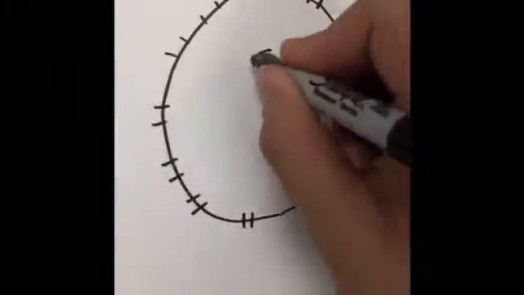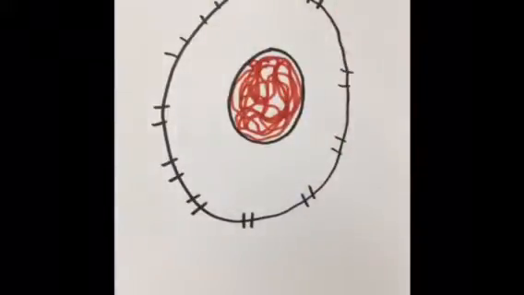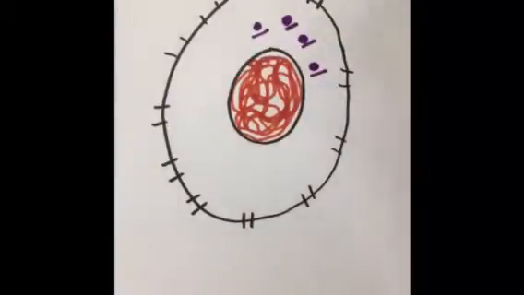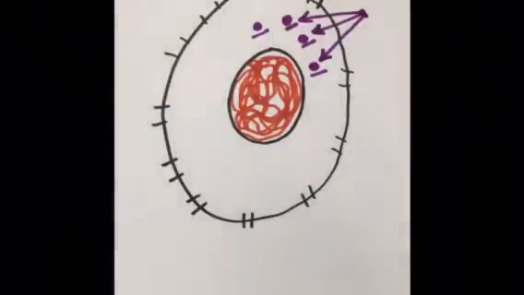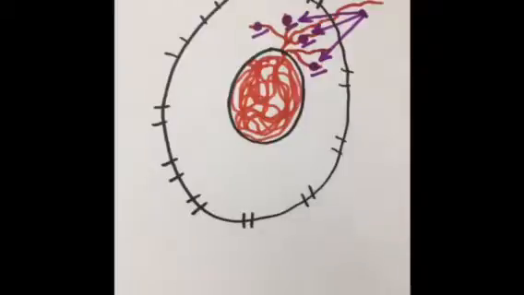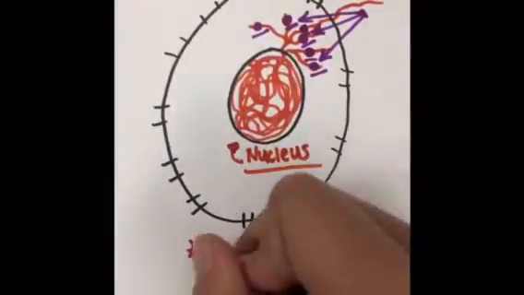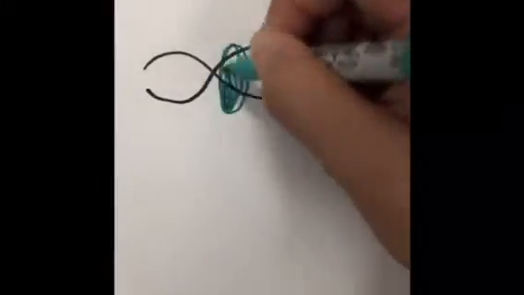The DNA turns into RNA in order to leave the nucleus. After leaving the nucleus, it goes to the ribosomes. RNA polymerase tells the DNA when to start and stop.